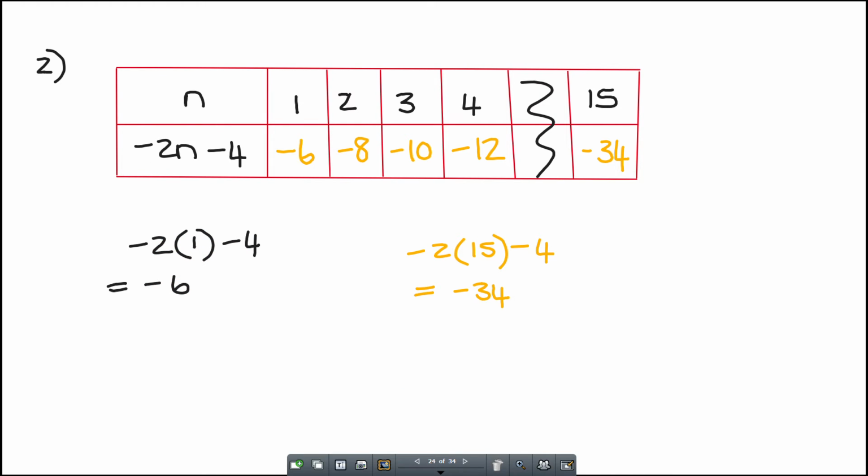Okay, number 2. Over here, again, we had to substitute in. Please remember to use brackets, otherwise you might get a completely different answer. So this exercise was nice and easy. Right. Any questions at number 2?